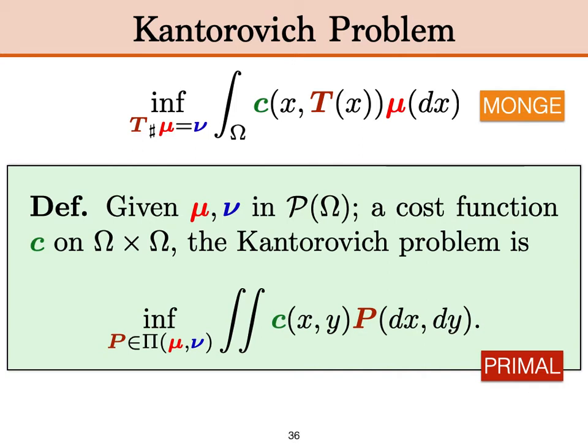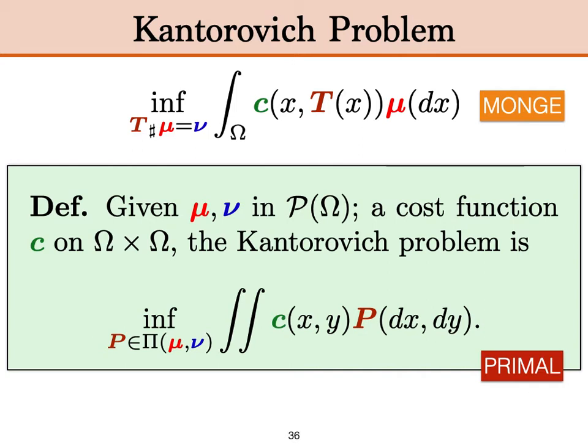Now find the one among those that has the lowest cost, and here the cost is simply the integral of c of x,y against dP of x,y. So this is just a linear objective if you want. It's just an integration against P. So c is given to you, it's the cost. The only thing that you need to actually find is P, the joint probability distribution.